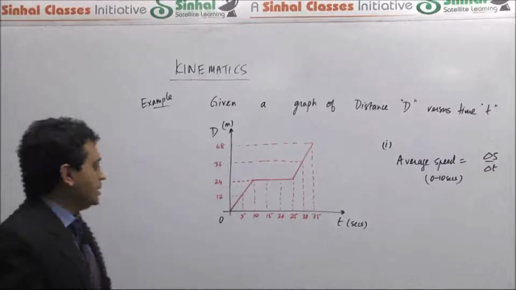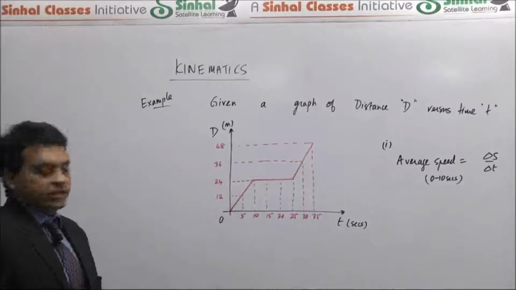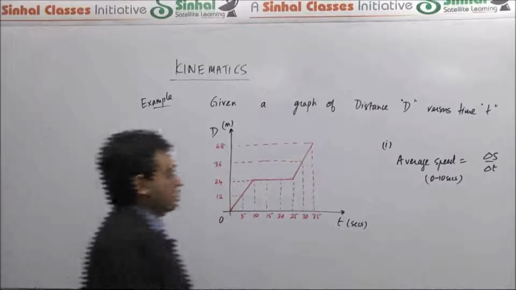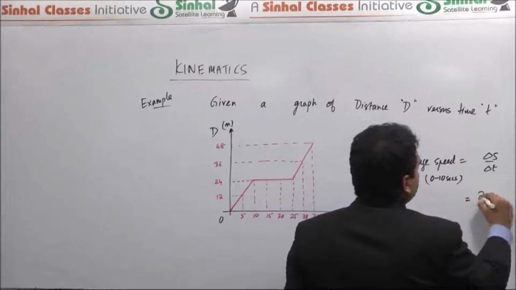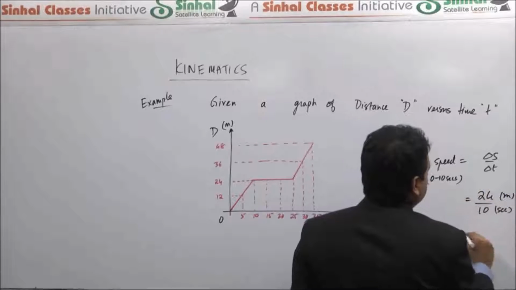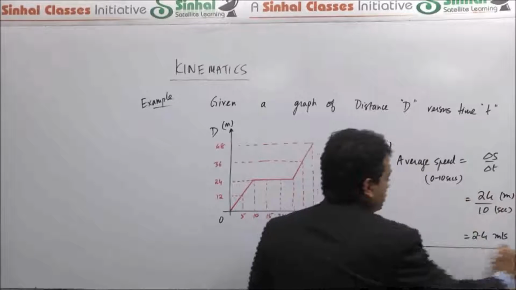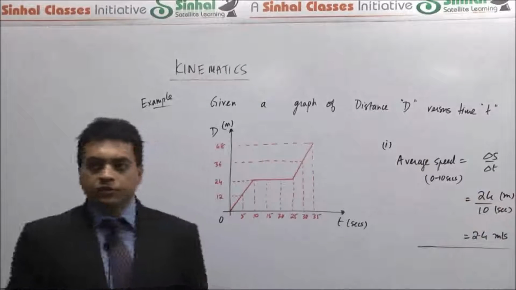Right. So in 0 to 10 seconds, from the graph we can see the distance traveled is 24 meters, right? And the time interval is 10 seconds. So that would be 24 meters divided by 10 seconds, 2.4 meters per second. So that becomes the simple answer for the first part.